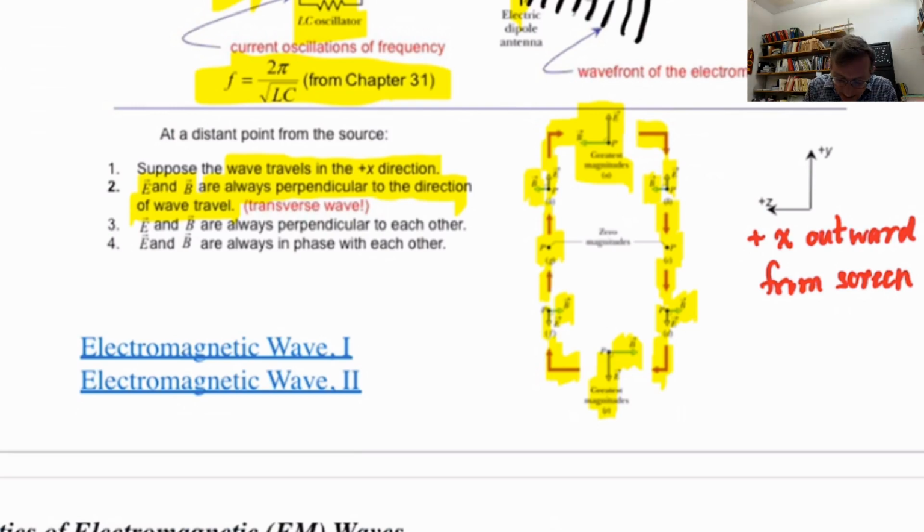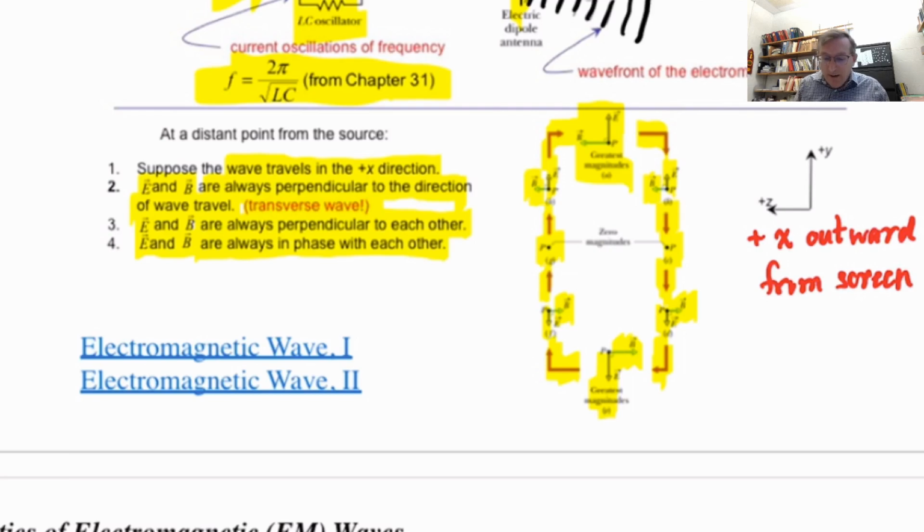Aha! That means the electromagnetic wave is called a transverse wave. We studied that in chapter 16, transverse waves on a string. Here's another observation. The electric field E and the magnetic field B are always perpendicular to each other. Picture clearly shows that. One more observation. The electric field E and the magnetic field B are always in phase with each other. When one is a maximum, the other is a maximum. When one is zero, the other is zero. These are all things we're just observing from this little diagram about electromagnetic waves.